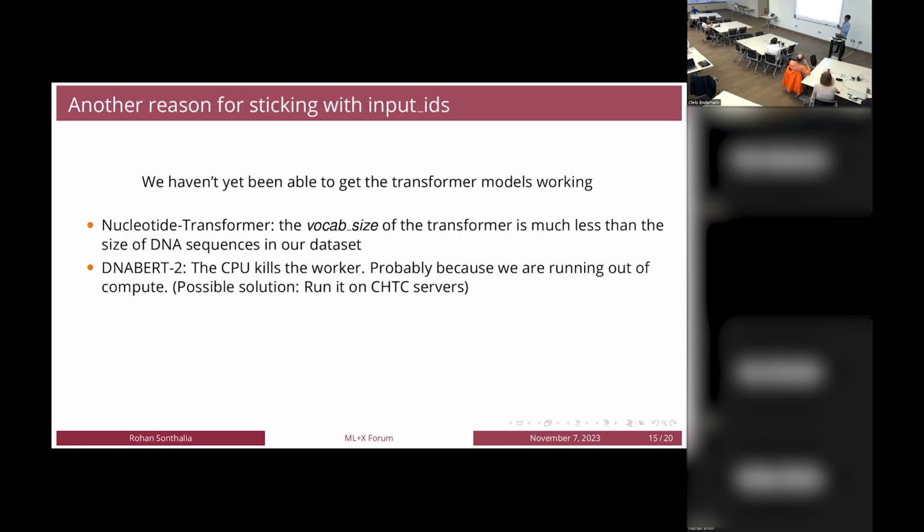So all of that sounds really good, but another reason why we stuck to input IDs was because we weren't able to get the transformer models working. We could not get Nucleotide Transformer working because the vocab size defined by the transformer model is much less than the size of DNA sequences in our dataset. Now, there is a workaround for this issue. We can break down the DNA sequence into the vocab sizes and then concatenate the input IDs at the end.